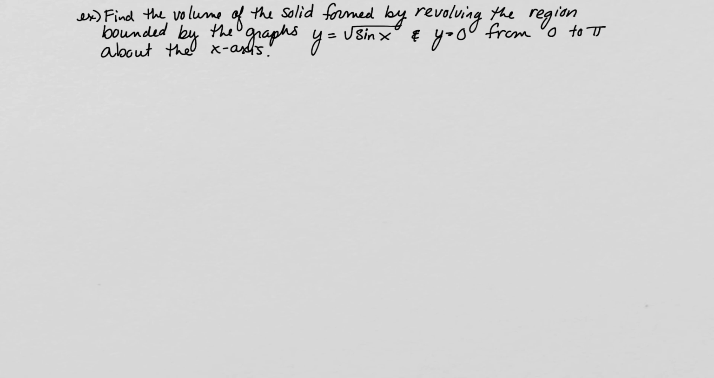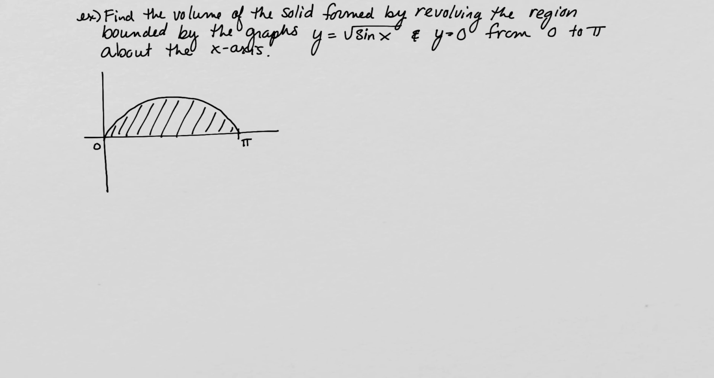So, just like in my area problems, I want to first draw the region. I'm going to do the same thing here. So if you put y equals the square root of sine x into a calculator, you'll see that you end up with this piece here, which goes from 0 to pi. And when I draw these, I generally tend to shade in my original shape.